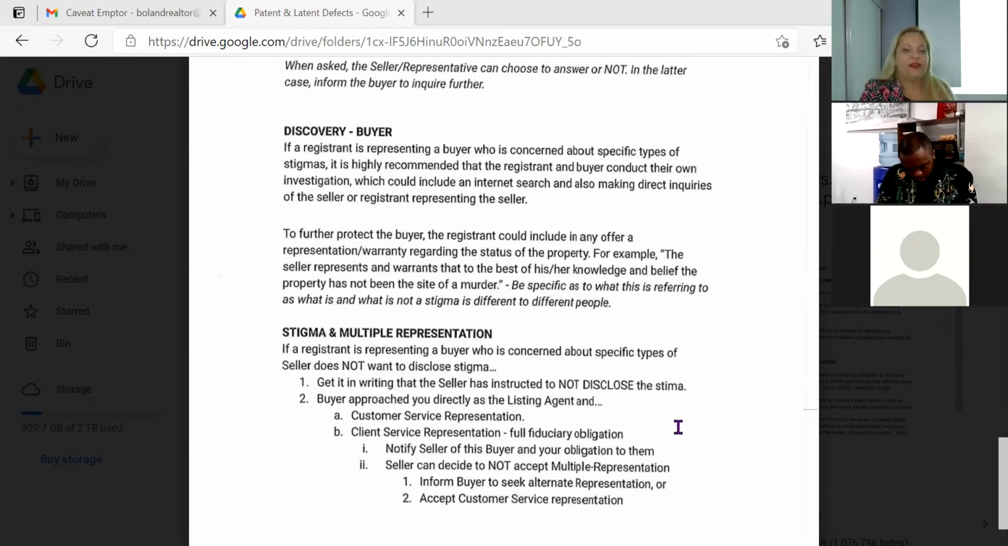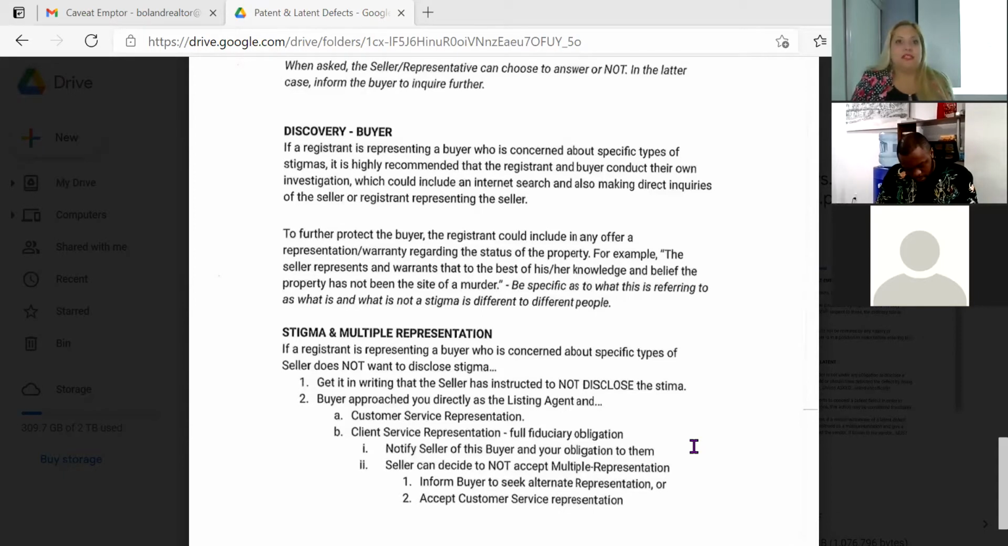For a buyer, if a registrant is representing a buyer who's concerned about a specific type of stigma, it's highly recommended that the registrant and buyer conduct their own investigation, which could include an internet search and also making direct inquiries of the seller or registrant representing the seller.